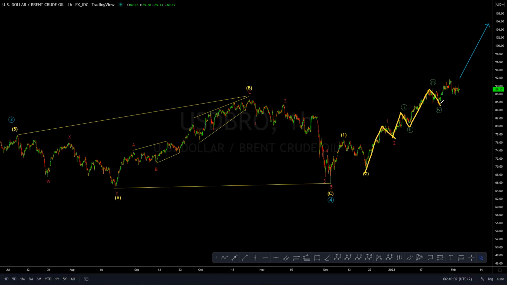Could the 5th wave in red be done here, or are we going to expect more? Because if the 5th wave in green is done here, then it means our 3 in red is there. This would be our 4 in red, and then our 5 in red would complete our 3 in yellow. Okay. So we may see more upside here for 5 in green to complete 3 in red. Or we may be done here with 5 in green. And then this would be 3 in red, 4 in red, and then 5 in red higher. All right.